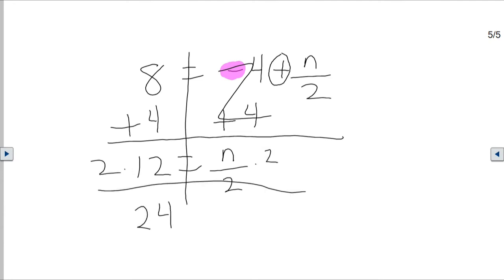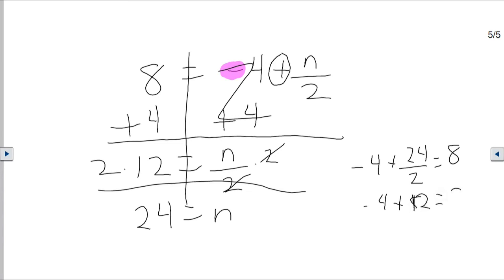Right, and then my last step is just to multiply by 2. To get 24 is equal to, those cancel out, n. Okay, if I check that, negative 4 plus 24 over 2, right, and that comes out to negative 4 plus, oops, that should be 12, equals 8, and 8 would be equal to 8, so again, that checks out. Okay, so just be a little careful with that. Again, you got to recognize the negatives, right, and understand that you're either zeroing it out, or if it's a multiply or divide, you're trying to turn it into 1n or 1x or whatever variable you're using.